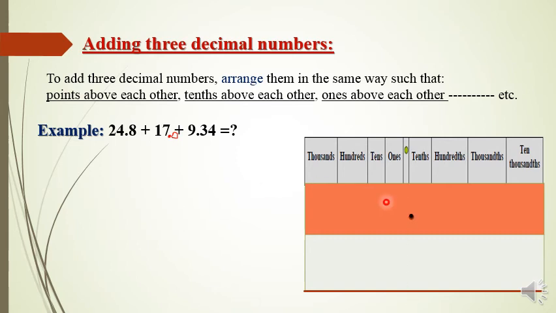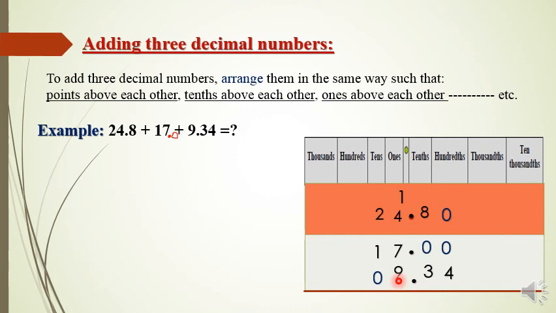Using the place value chart, 24.8 and then let's put the second number, which is 17.0. Put the point under the point and then write the number down, which is 17.0, and we write the last number, which is 9.34. Put the point under the point, then line the digits under each other, line them properly. Finally, we put zeros in the empty spaces.